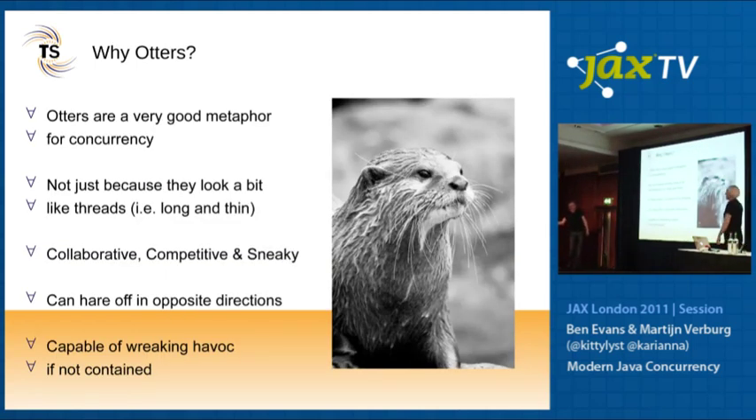Why otters? Well, otters are actually a really good metaphor for concurrency because they're long and thin and they look a bit like threads. But they're also very curious and mischievous, and they tend to run off in random directions, and they're capable of wreaking absolute havoc if they're not contained and properly controlled. They can be very sneaky, and if you've written a lot of concurrent code, you know that having a bunch of things with a mind of their own at times, it seems, is actually quite compelling.